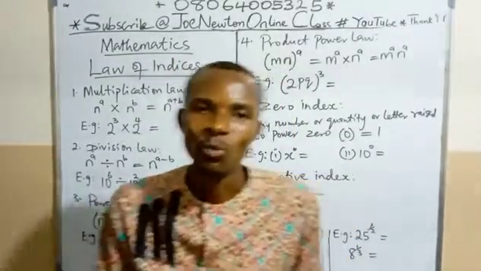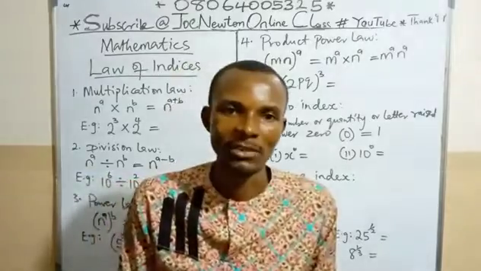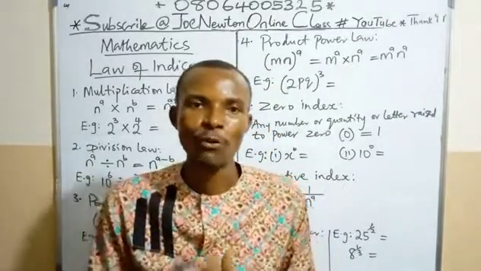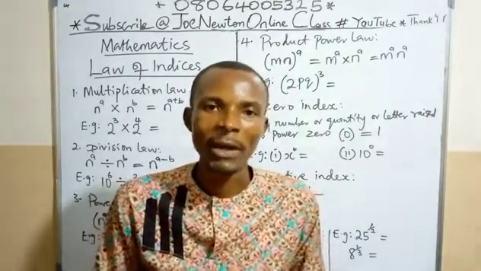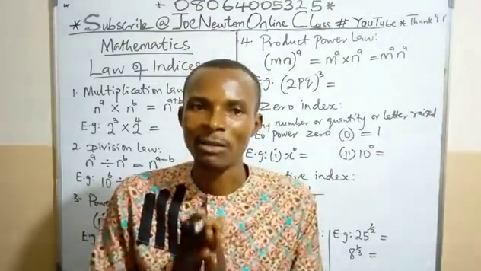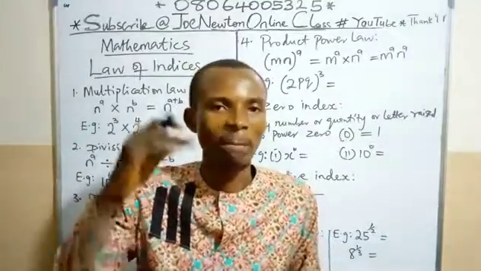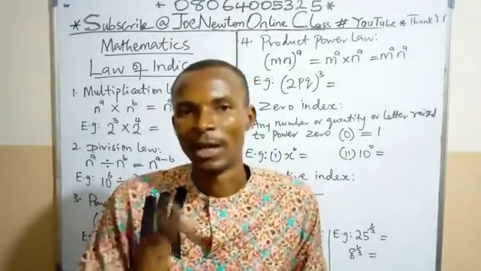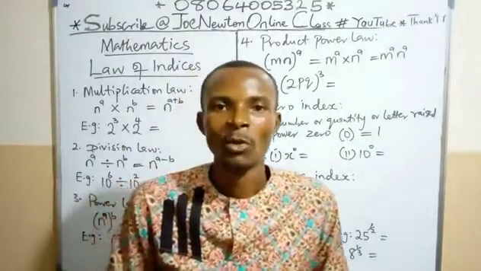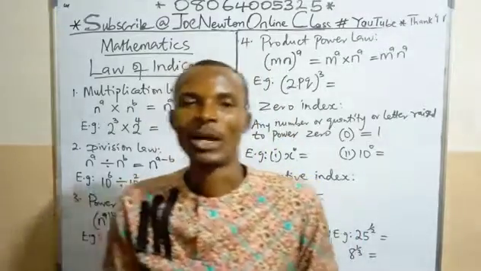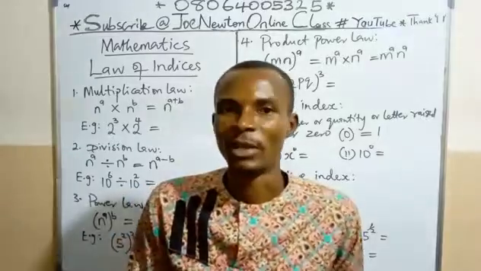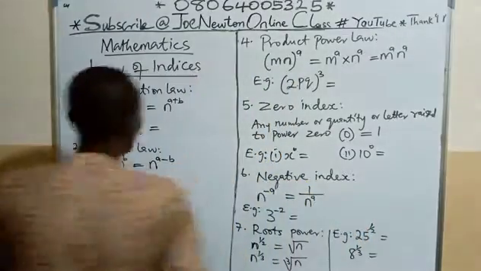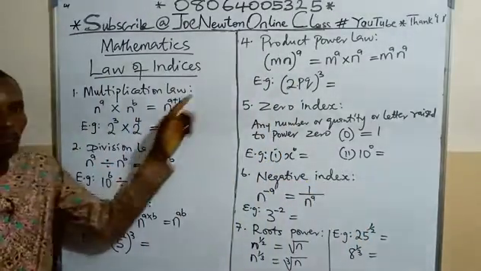But before looking at the rules, what do we mean by index notation in mathematics? It simply means a short form of writing or expressing the products of factors of a particular number in the powers of their identity. That is it. So let's look at the laws guiding the indical operation, that is operation of indices in mathematics. Number one law is multiplication law.